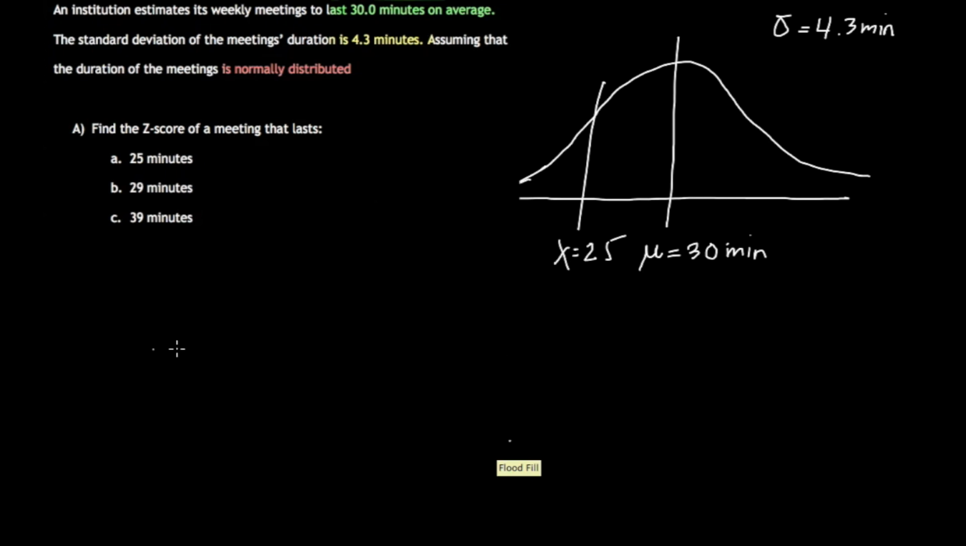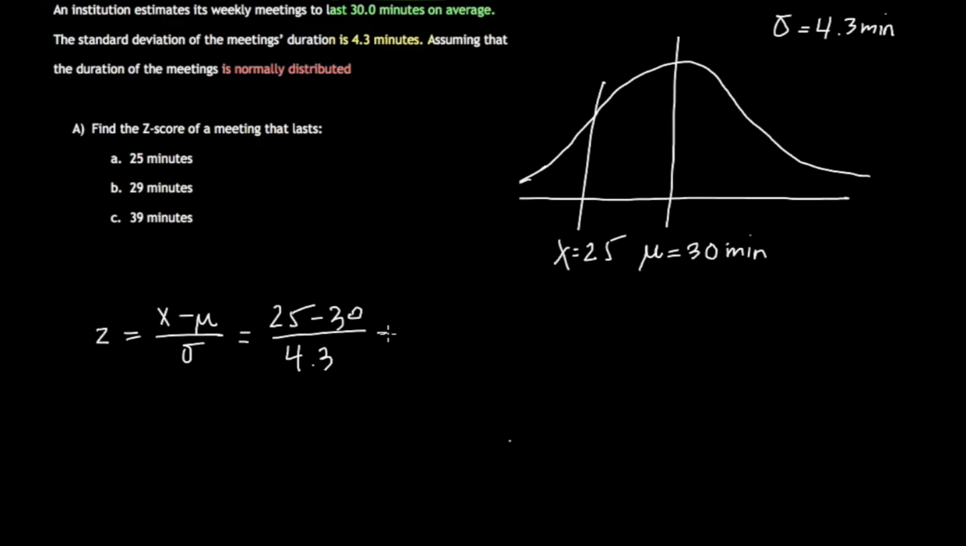If I solve from my formula, z equals x minus mu divided by the standard deviation. We know that we have everything we need. We have our mean right here, our standard deviation up here, and we have our x right here. So all we have to do is solve. Let's plug everything in. This is going to give us 25 minus 30 divided by 4.3.